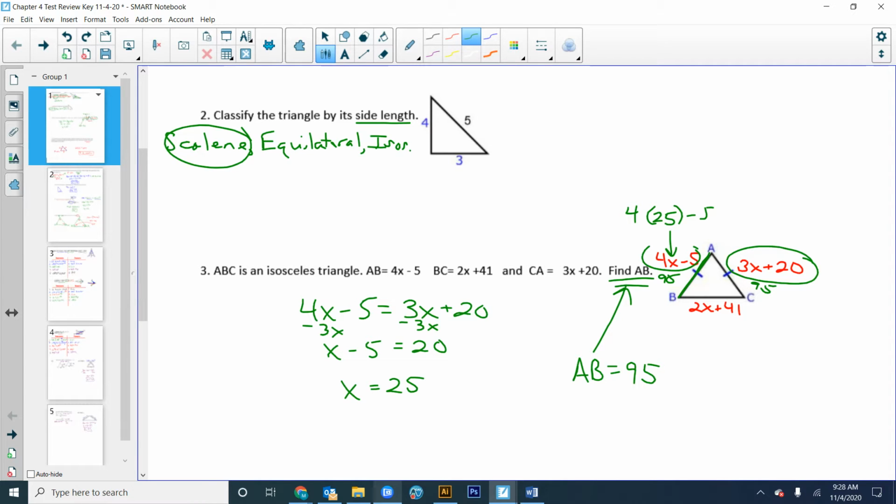However, now that we have 25, I could plug it in anywhere. What if they asked me for side BC? They didn't ask us for that, but what if they did? What's 2 times 25? 50 plus 41. 91. That's side 91. All right, moving on.